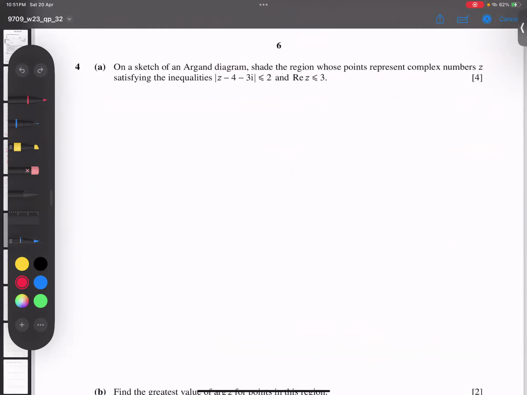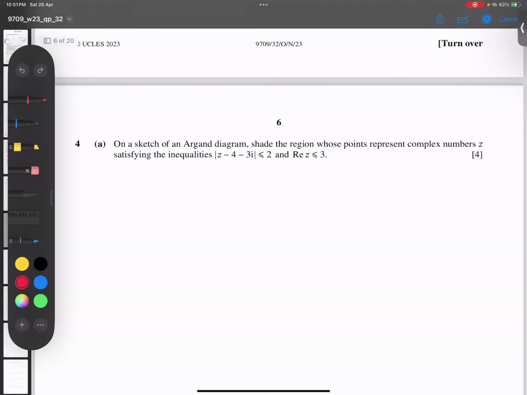Question number 4. On a sketch of an Argand diagram, shade the region representing the z satisfying both inequalities. One by one, first of all, I will take this equation. And students, what is the method to write it? We will write it in a special form. And what is that? The negative must be common out. You can ask what the reason is.